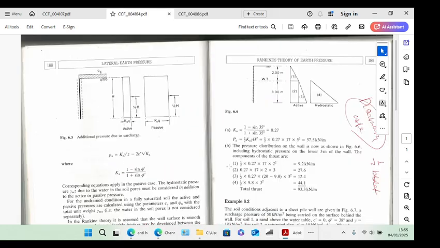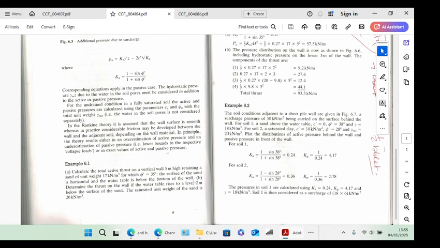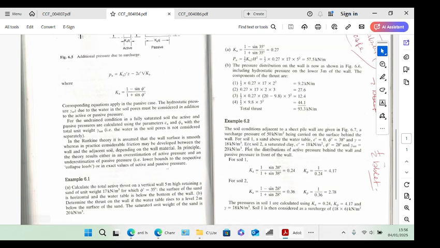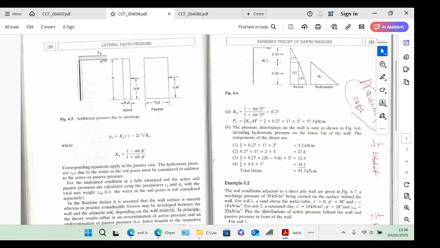Okay, so part B is: determine the thrust on the wall if the water table rises to a level 2 meters below the surface of the sand. The saturated unit weight of the sand is 20 kilonewtons per meter cubed. The pressure distribution on the wall is now shown in figure 6.3, including hydrostatic pressure on the lower 3 meters of the wall. The components of the thrust are, so he's done the triangles.